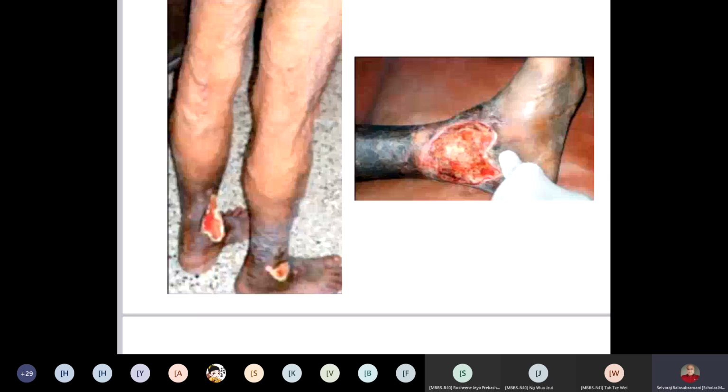What is the name of that conservative treatment? Bisgaard method. What is the mnemonic for that? A, B, C, D, E. Okay, that you remember. Now we are going to the next one.